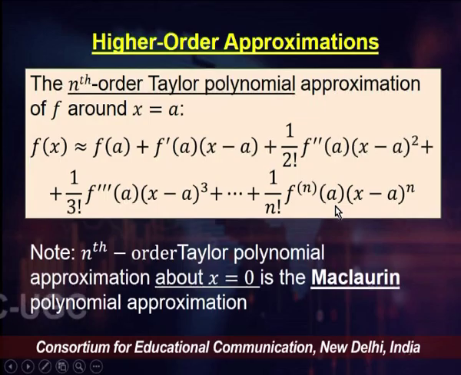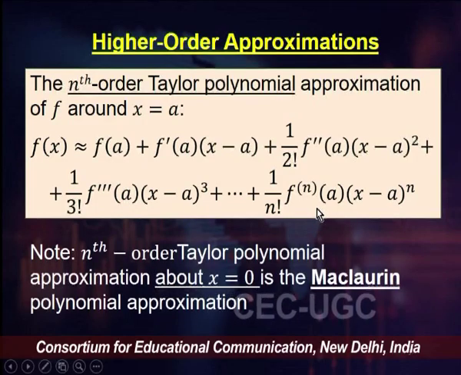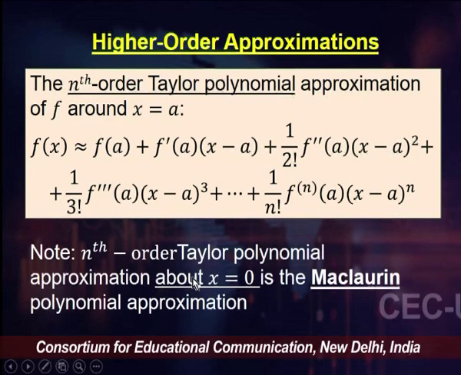The pattern is just very easy to remember. It's a very simple formula, and as I said earlier, this is the nth order Taylor polynomial approximation, and if I take this approximation around a equal to 0, which is a special case around x equal to 0, that is called the Maclaurin polynomial approximation, because this name is used in practically every textbook that you cover for polynomial approximations to a function. So, this is something we must take note of.